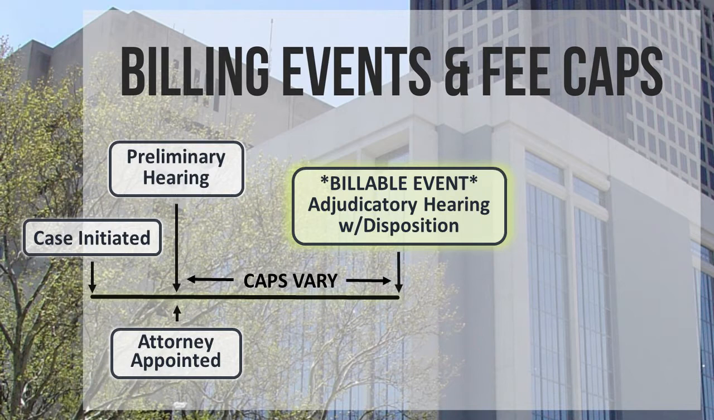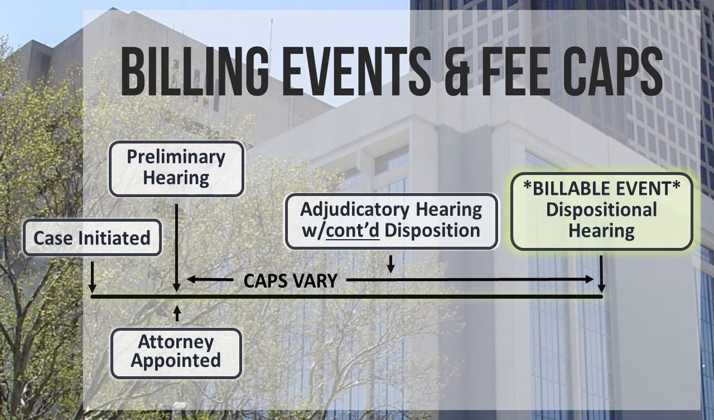In our first example, Mr. Doe has a preliminary hearing. The case is then set for adjudication. At the adjudicatory hearing, the charges against Mr. Doe are dismissed and no further court dates are set. Therefore, final disposition occurred at the adjudicatory hearing.